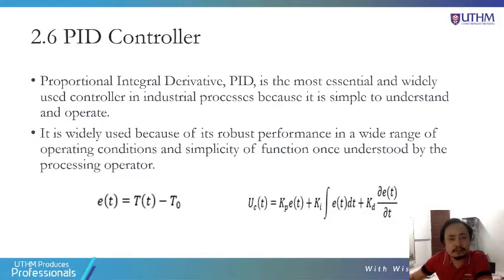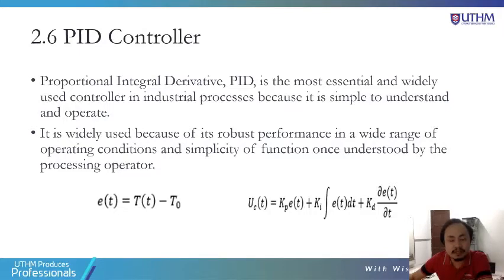So now for the next one, the PID controller. It is proportional integral derivative, known as PID. It is the most essential and widely used controller in industrial processes because it is simple to understand and to operate. It is widely used because of its robust performance in a wide range of operating conditions and its simplicity of function once understood by the processing operator.